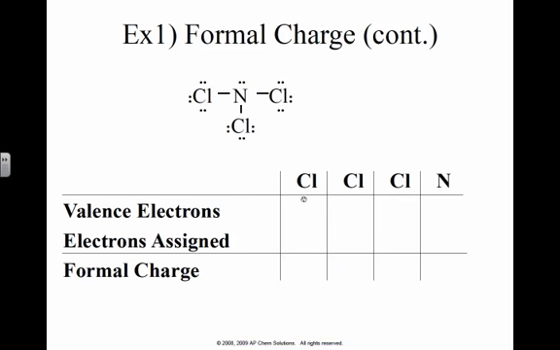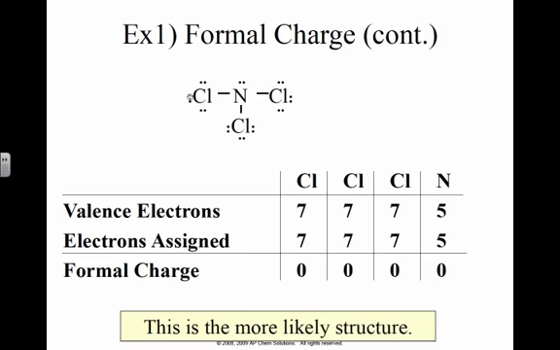This one, chlorine is supposed to have 7, 7, 7. Nitrogen is supposed to have 5. How many do I see here? 7, 7, 7. Nitrogen, I see 5. So this is the correct drawing of NCl3.